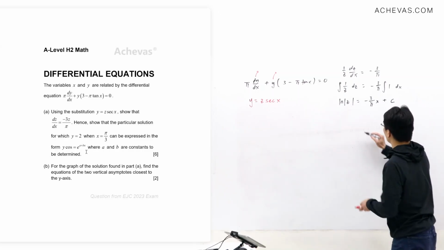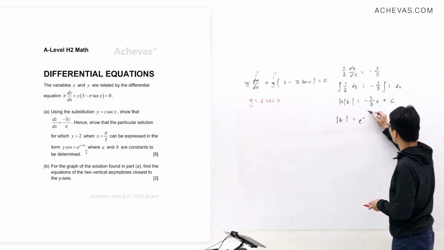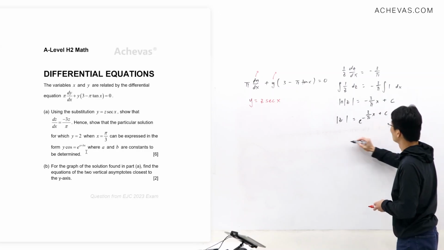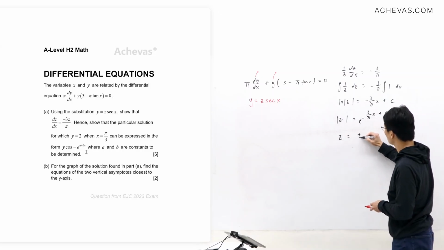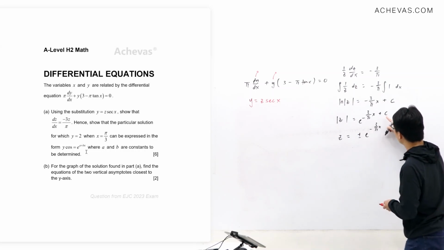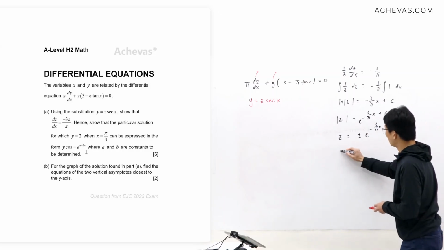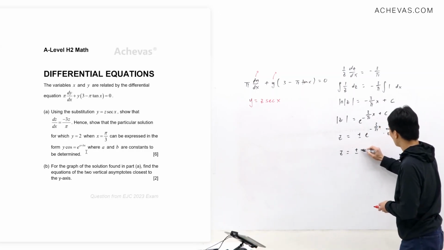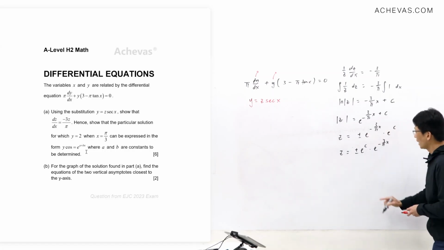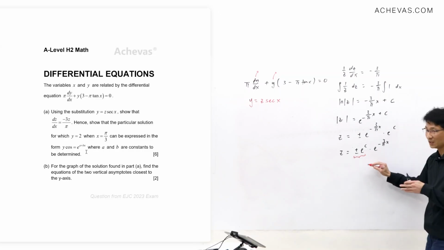All right, so here I will get mod z equal to e to the power of minus 3 over pi x plus c. Removing the modulus, I will get plus minus e to the power of minus 3 over pi x. And this, I can just split up the exponential. I get e to the power of c. Maybe I just rewrite it one more step here. I will get e to the power of c times e to the power of minus 3 over pi x. And this plus minus e to the power of c is basically just another constant.